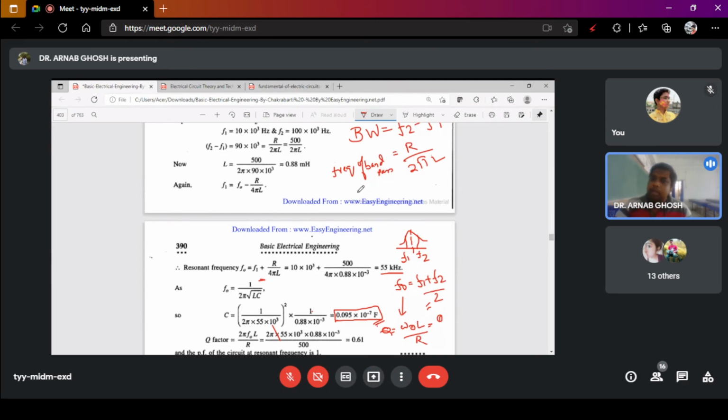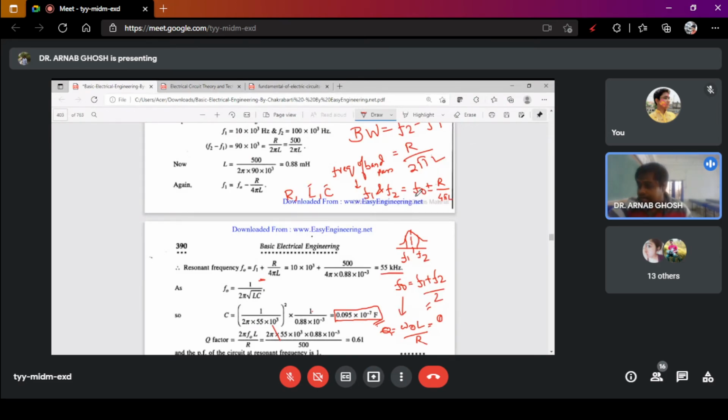Frequencies of band pass, that is, if all other parameters like L, C, R are given, what you need to calculate is F1 and F2. So what will be F1 and F2? That is F0 plus, and F0 you can calculate from these two values. So F1 and F2 will be this.